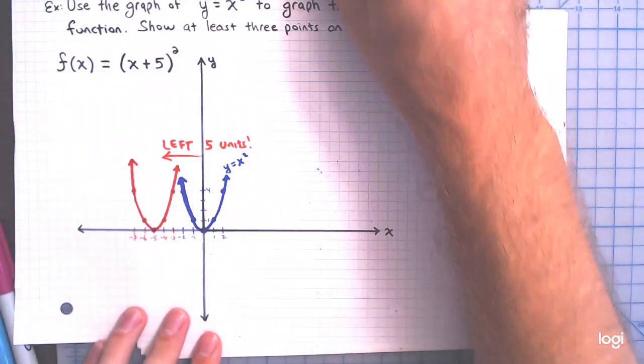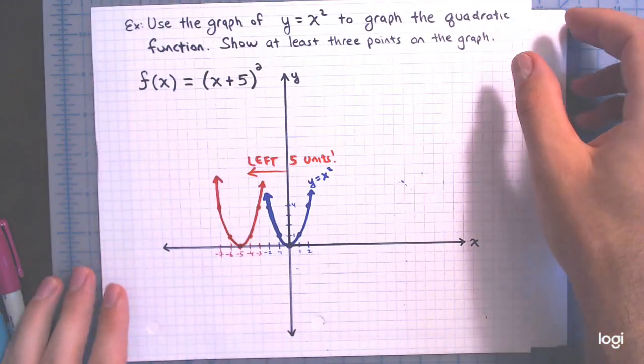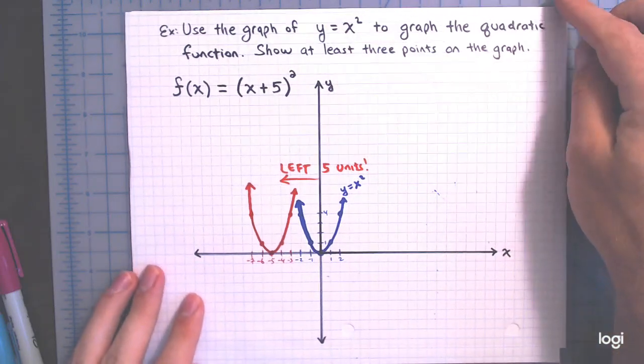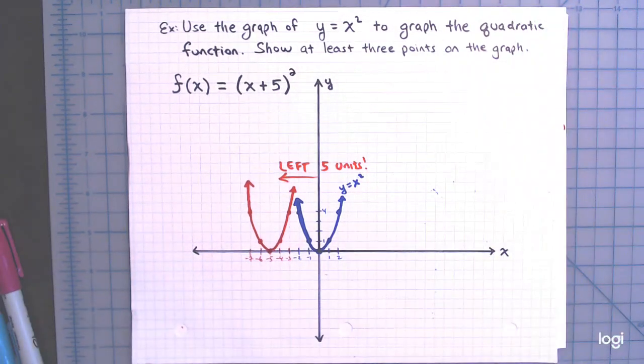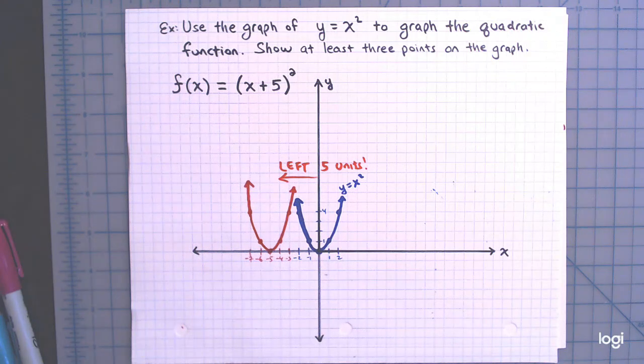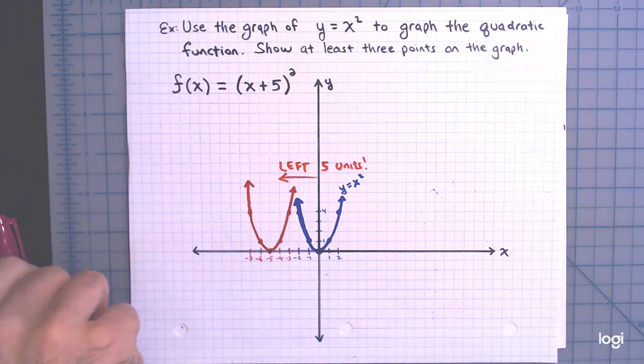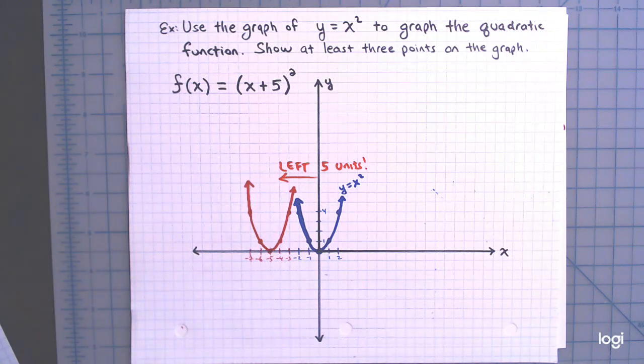Now you can always do a table, don't get me wrong, right? You can always do a table whenever you're asked to make a graph. Plug in inputs, get outputs, plot points, and hopefully you plot enough to where you see a pattern, and then can fill in the rest of the graph. But this is kind of a shortcut using function transformations. If you recognize what transformation is going to occur, then just make that transformation happen. So that's what I'm going to do for my last example here.